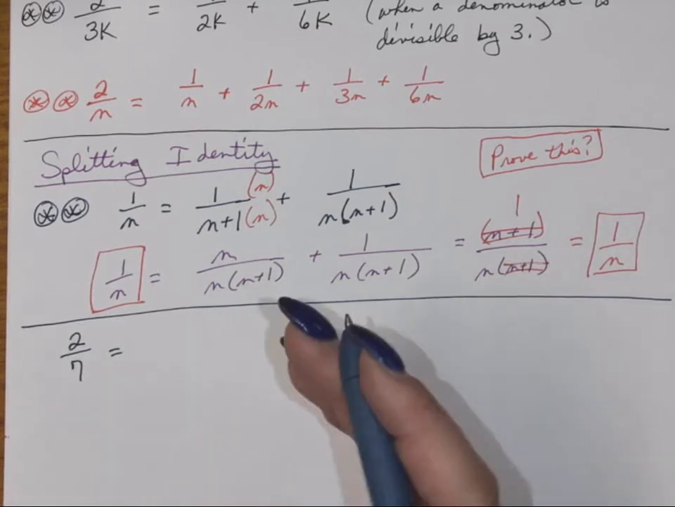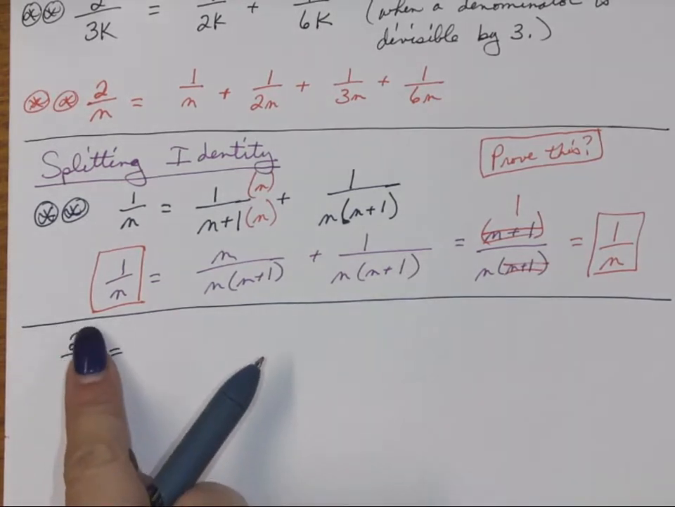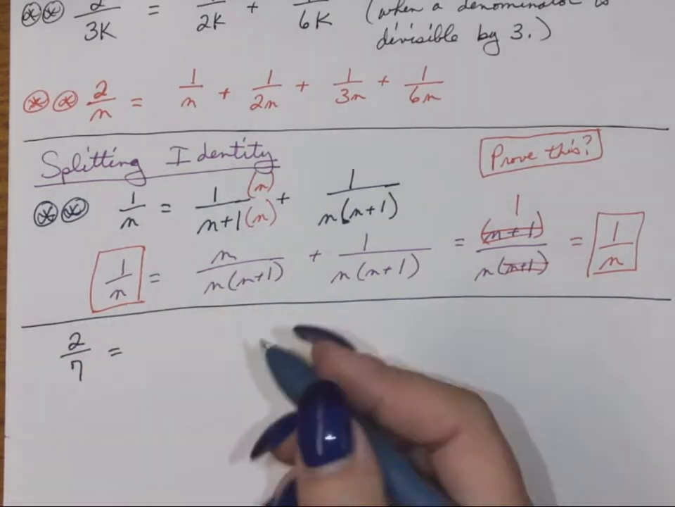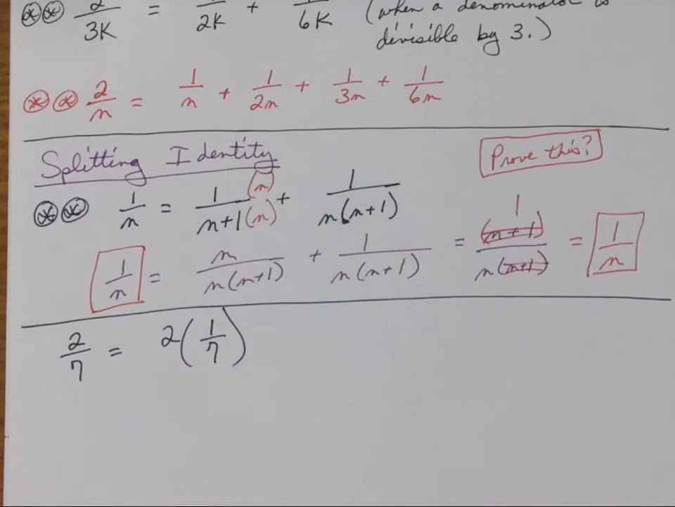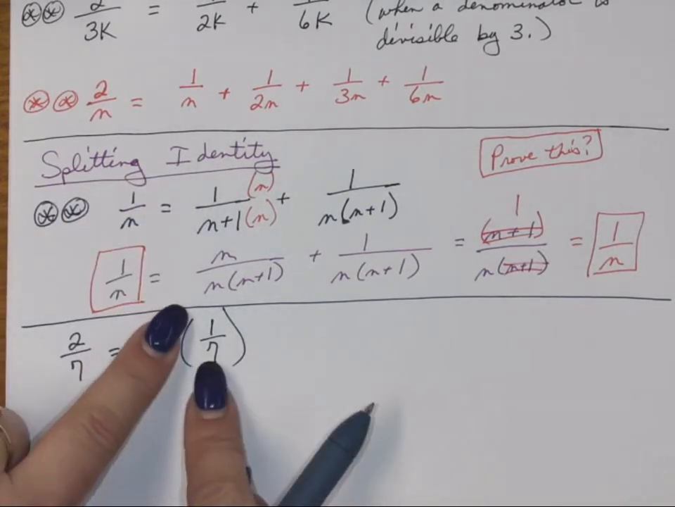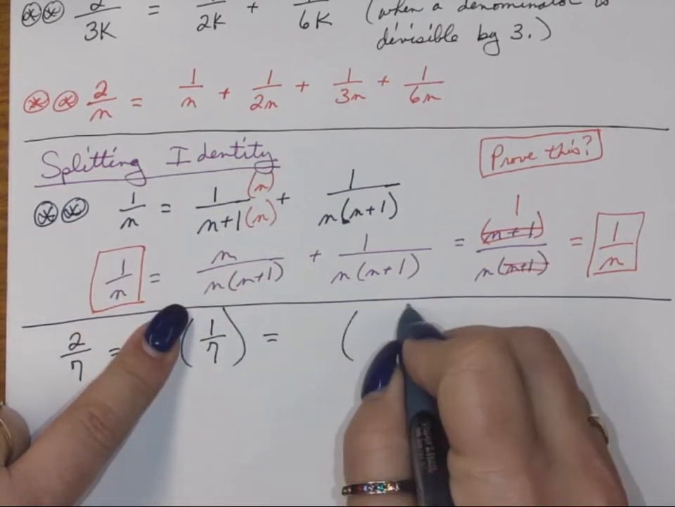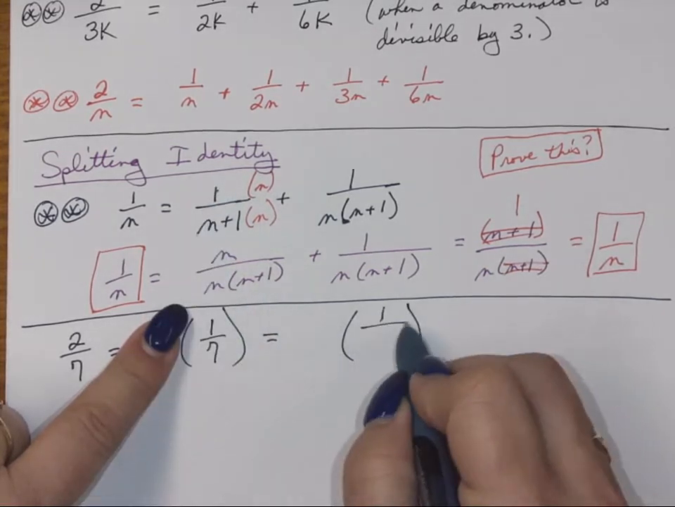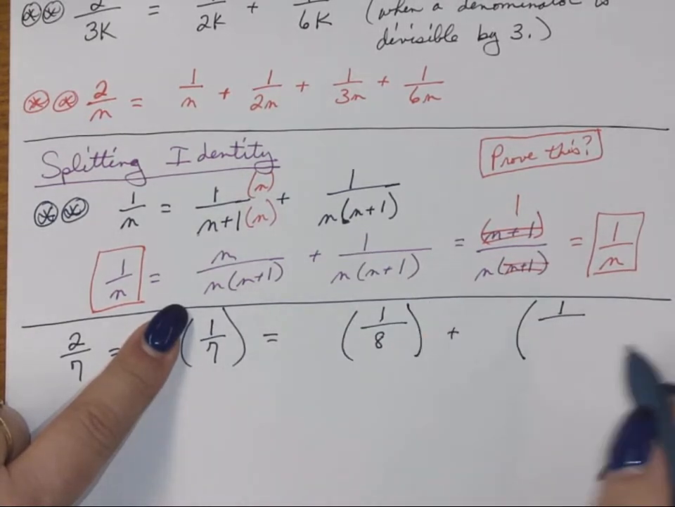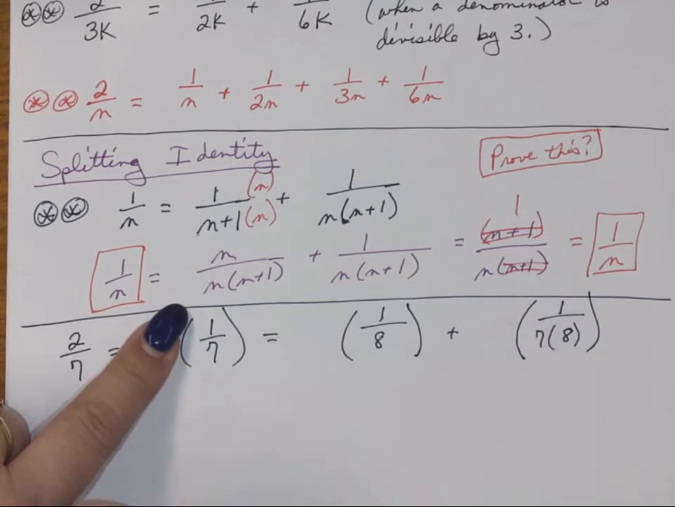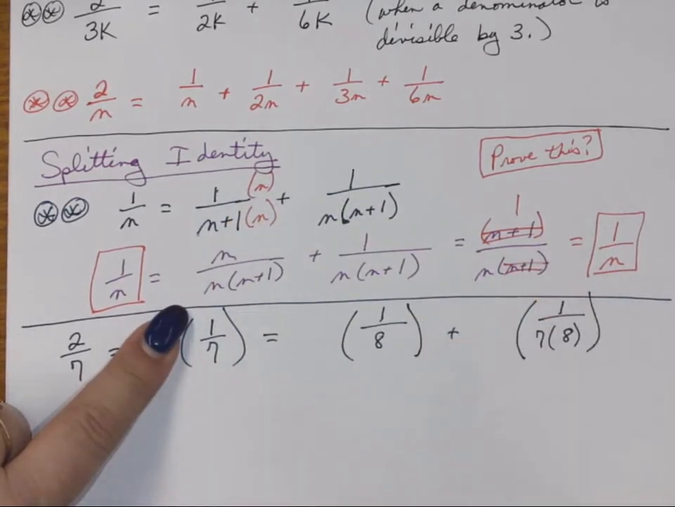The trick to this, and you don't have to do it like this every time, but I'm going to do it so that I can show you what's going on. The trick to this is to make this 2 over 7 look like it's a 1 over n. So I'll pull the 2 out, and it's 2 times 1/7. Okay. So if I ignore the 2 for just a second, this looks like a 1 over n, which is the left-hand side of my splitting identity. So on the right-hand side, I'm going to have 1 over n plus 1, which is just an 8, plus 1 over the n, which was a 7, times the n plus 1, which is an 8. Okay. So I'm just using the splitting identity. I'm just rewriting it with n equals 7 here.